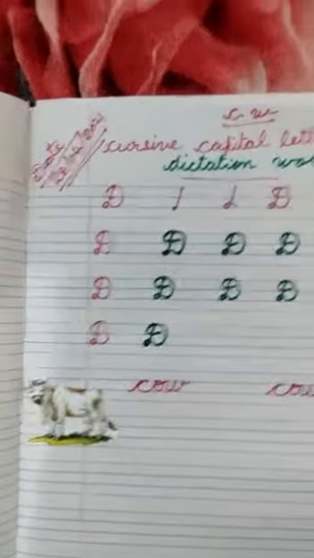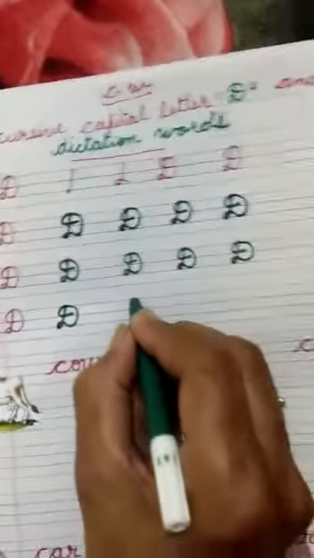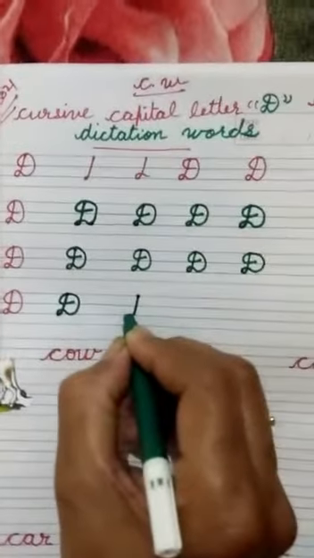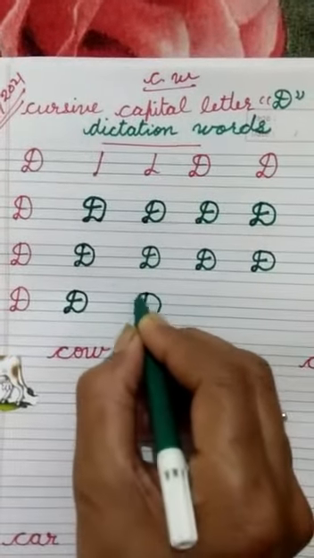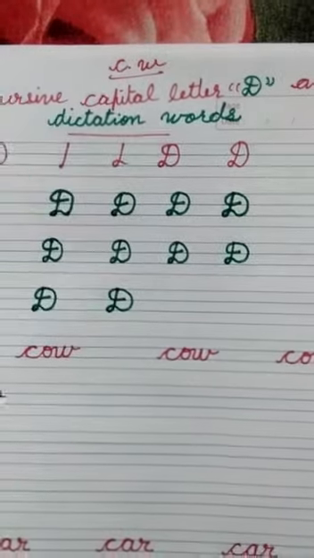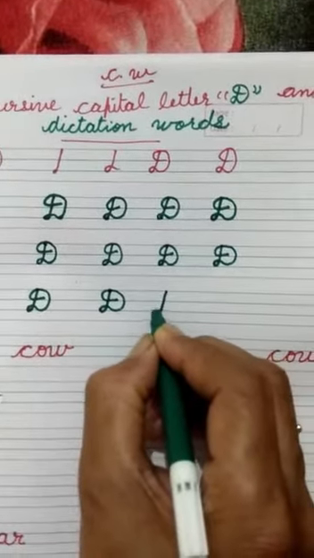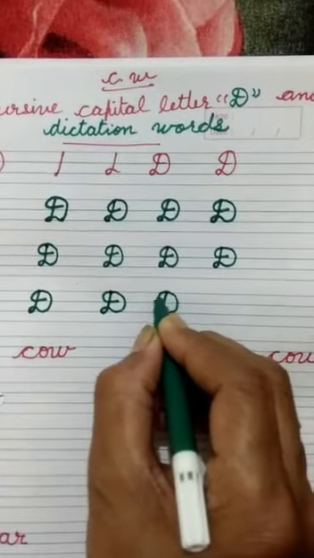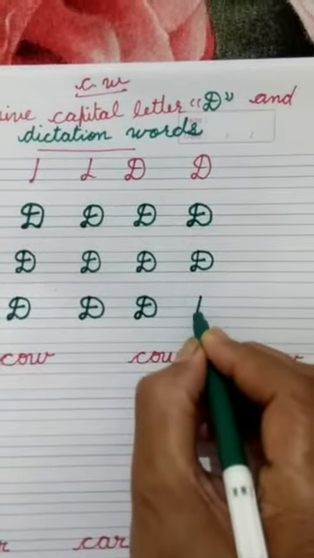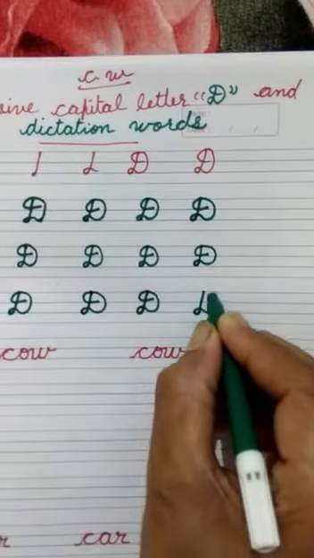D for dog. First step, second step, and third step. D. First step, second step, and third step. D.